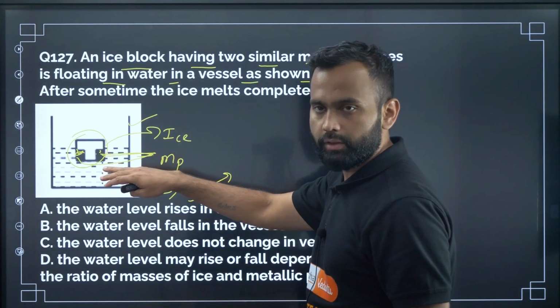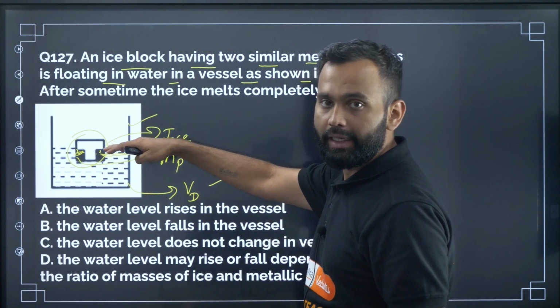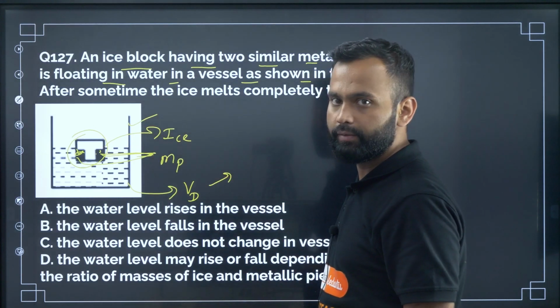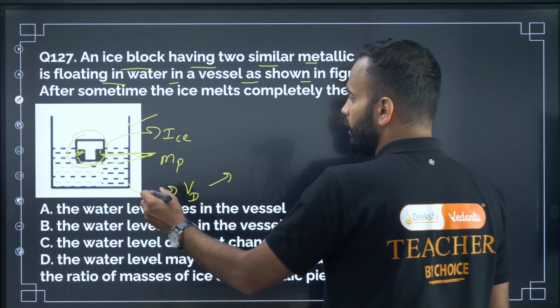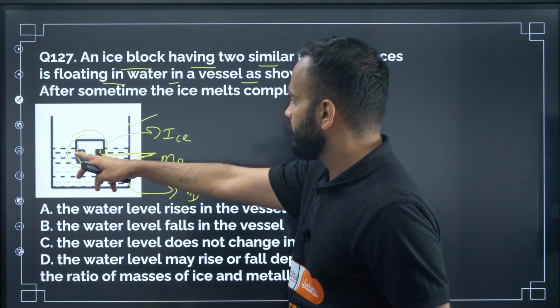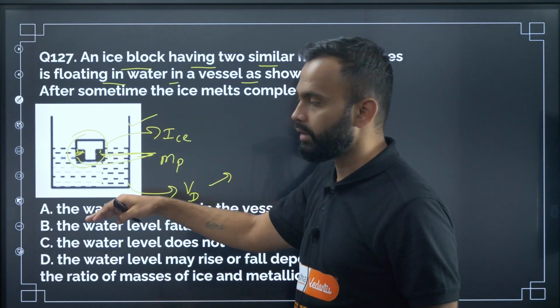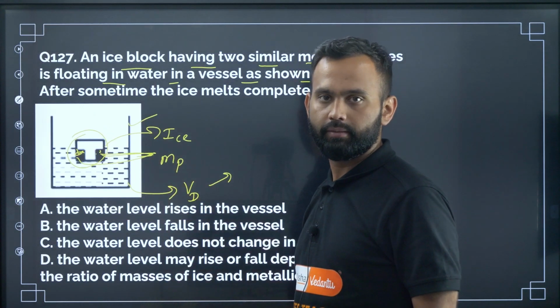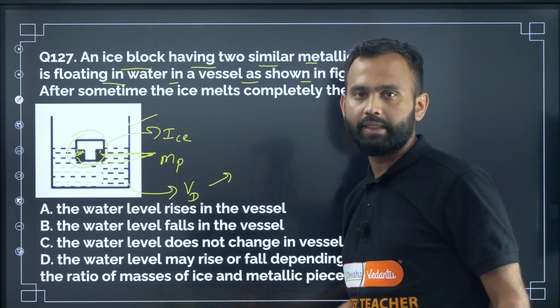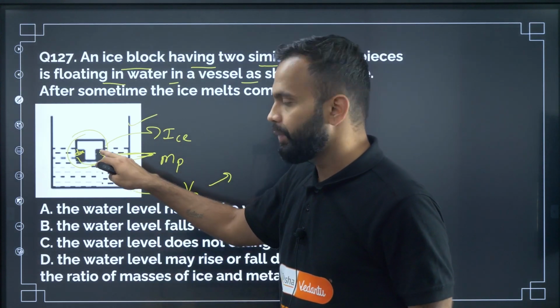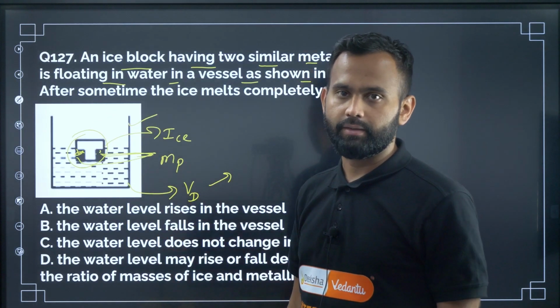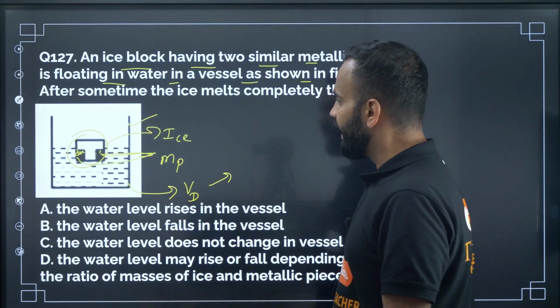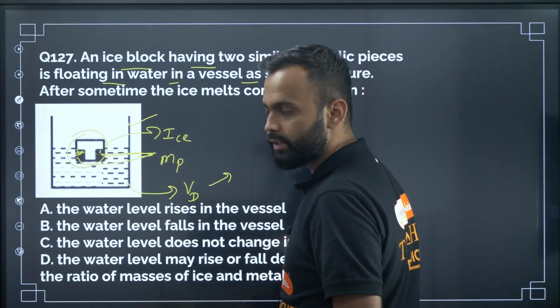Volume of the displaced water is equal to volume of the ice which is submerged under the water, right? See here, volume of the metallic pieces is lesser compared to the volume of ice. From the diagram only we can say volume of the metallic pieces is lesser than volume of the ice, right? When ice completely melts, what happens?